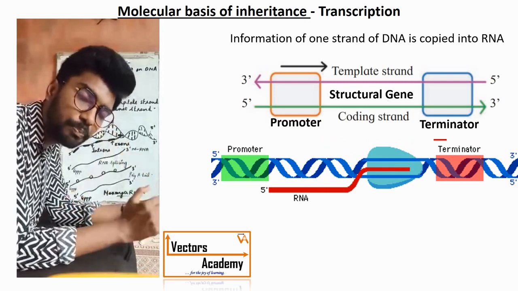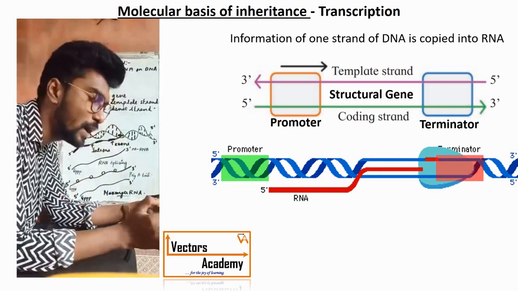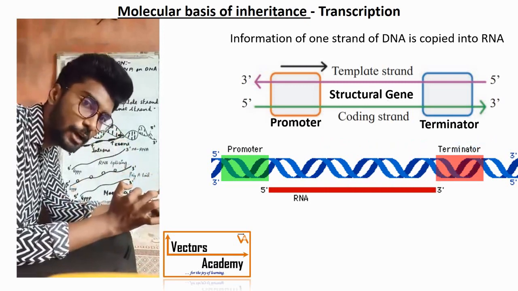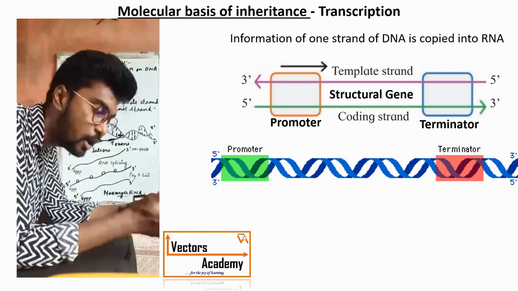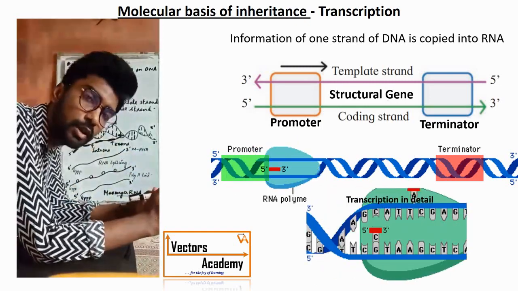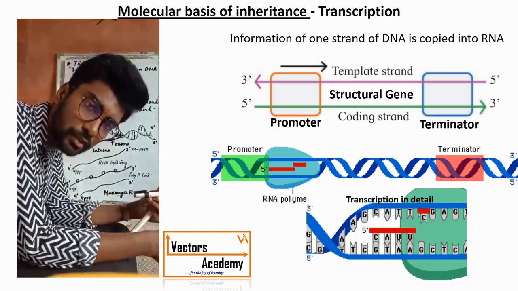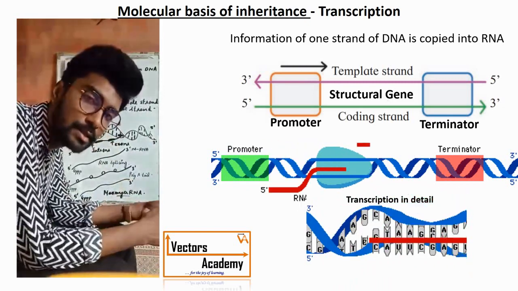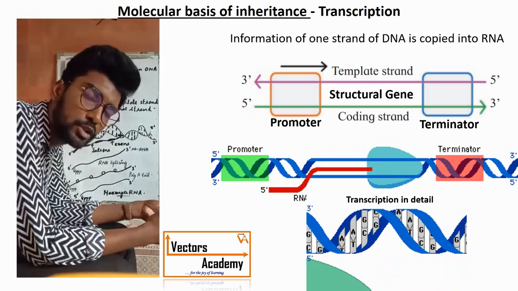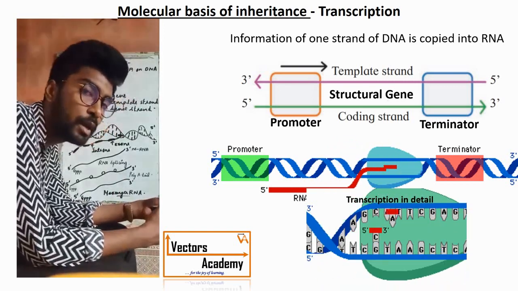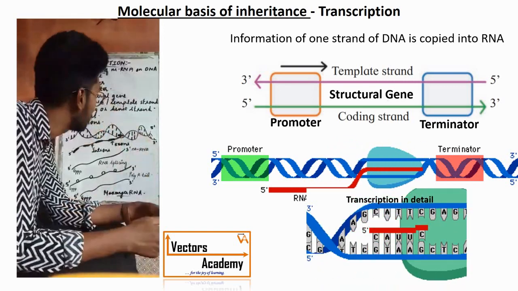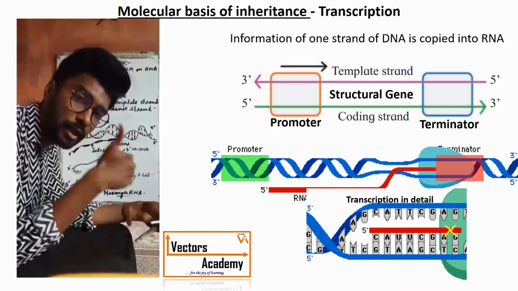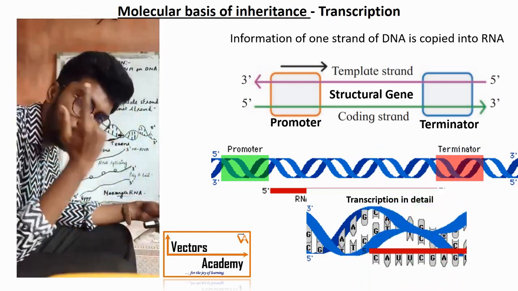So termination is a process where the RNA polymerase enzyme moves from the 5' to the 3' end. When it reaches the 3' end or the terminator site, the newly constructed RNA molecule and the RNA polymerase enzyme fall off and the transcription generally stops. That is, protein synthesis generally stops. These are the three steps where transcription takes place: initiation, elongation, termination.